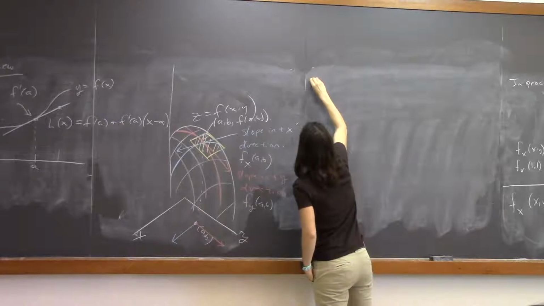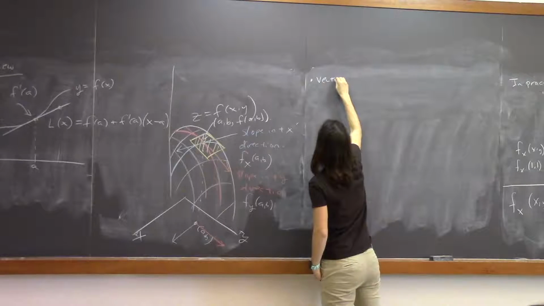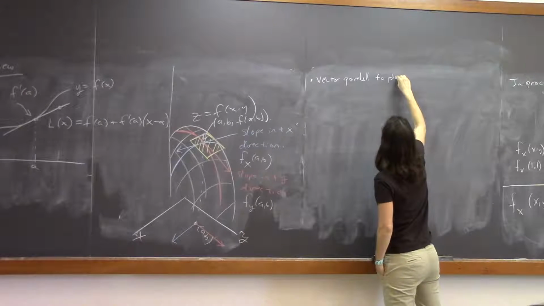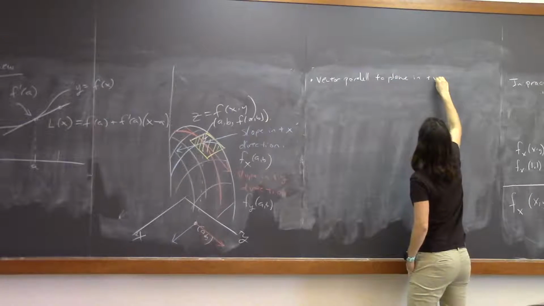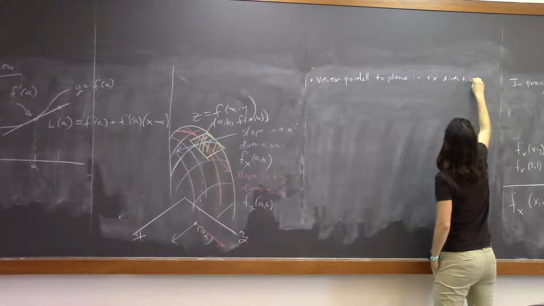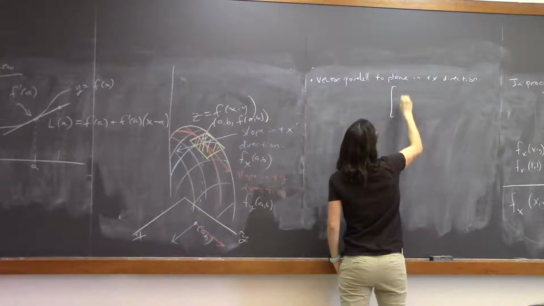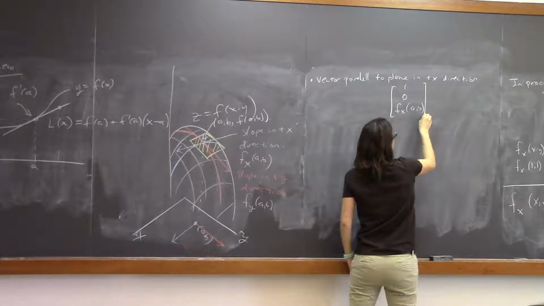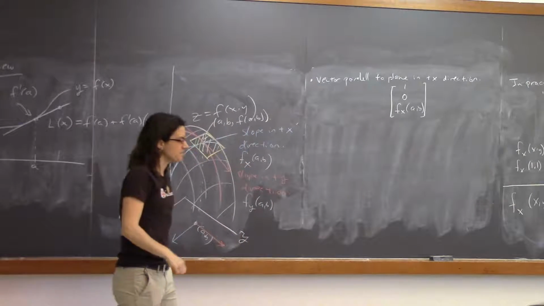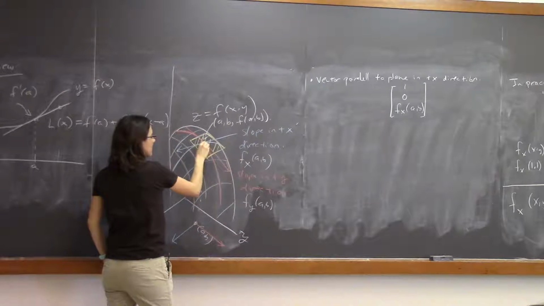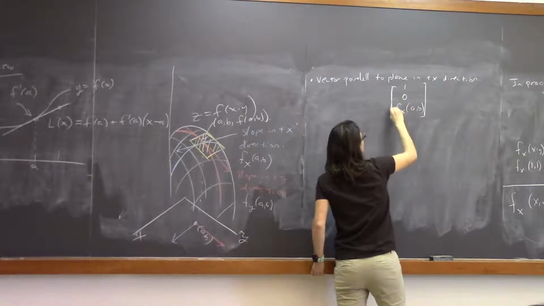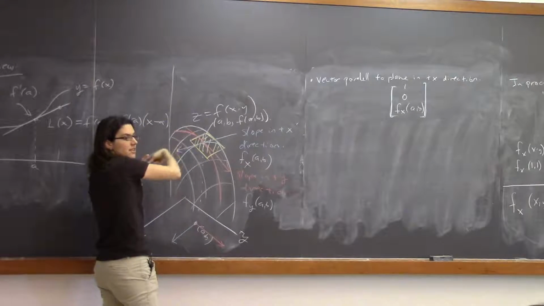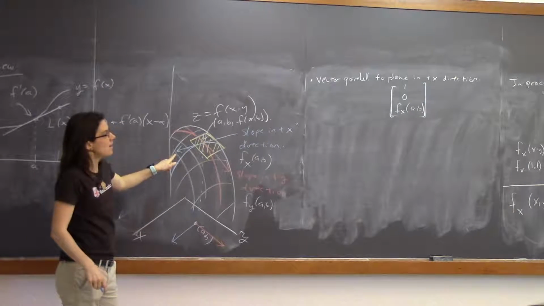So here they are. A vector parallel to the plane in the positive x direction is, I claim, 1, 0, partial derivative with respect to x evaluated at that point. So that is actually this blue vector, or something in its direction. Maybe I didn't make it exactly the right length, but it's something in the direction of this blue vector.